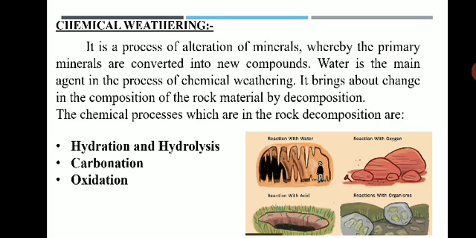Water is the main agent in the process of chemical weathering, because it brings about changes in the composition of the rock material by decomposition of the rock. So rocks will undergo decomposition by the chemical process. We had seen the definition of weathering: it is physical breakdown and chemical decomposition of the rock. So here the rocks will undergo decomposition as a result of chemical reactions taking place there. That is called chemical weathering.